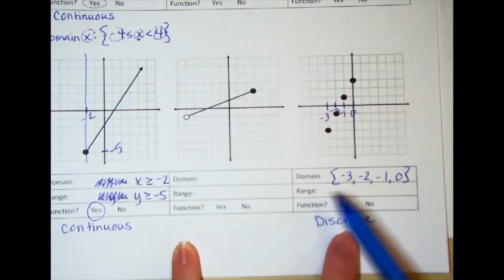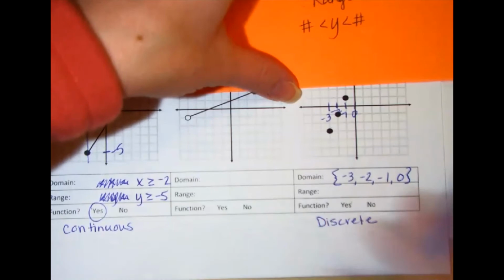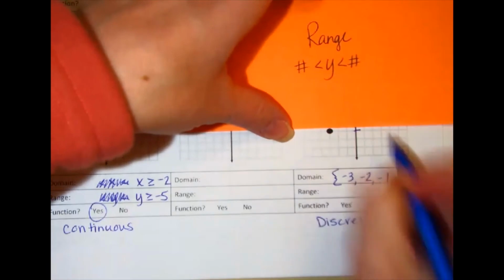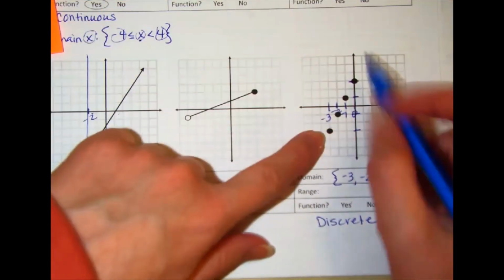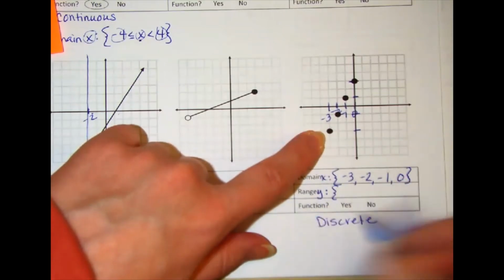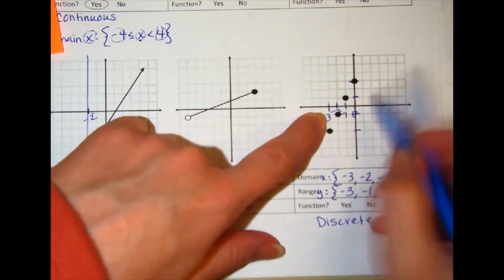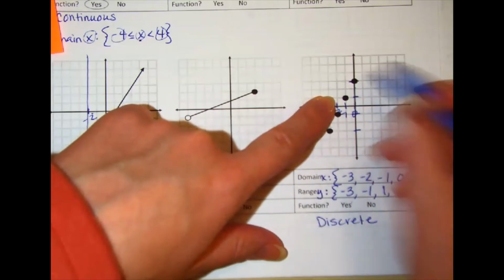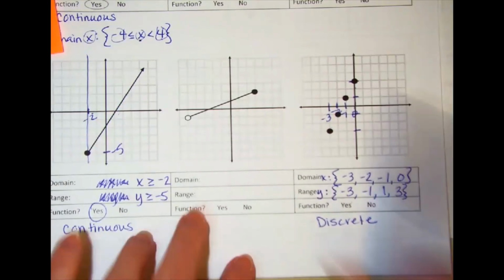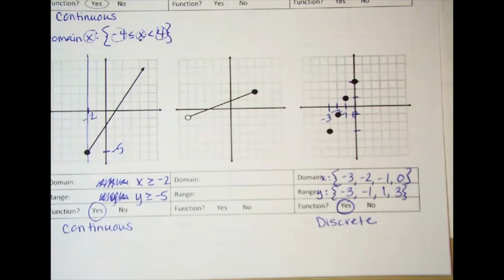All right, for range is y, so we're going to be reading off the y-axis. So I've got right here, I've got right here, here, and here. So that is going to be range's y values. So that's going to be -3, -1, 1, and 3. This does pass the vertical line test, so this one is a function. Okay.